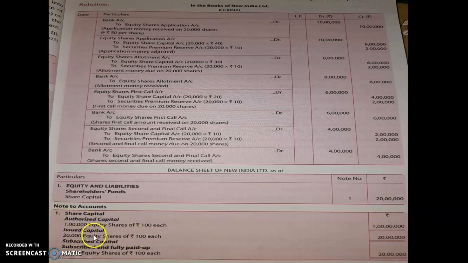Then you have issued capital. How many shares are you issuing? 20,000 equity shares of rupees 100 each. That will give you 20 lakhs. Then you have subscribed capital. Under that, subscribed and fully paid up. So 20,000 equity shares of 100 each. That much is the amount of shares you have subscribed and are paid up with. So 20 lakh. Now how to record this? This 20 lakh is of subscribed and fully paid. Of this 20 lakh you have to post over here. Okay. So this is how you have to pass the journal entry and prepare the balance sheet.